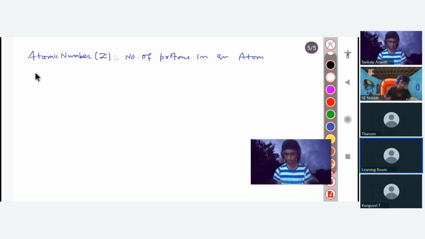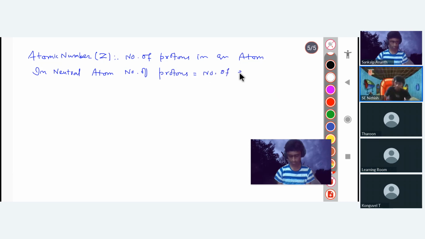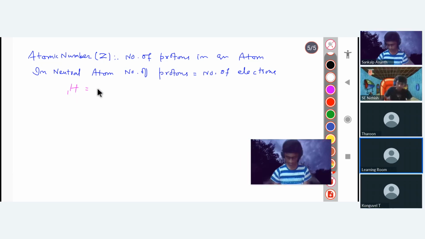And you have to remember also that if the atom is neutral, then the number of protons is always equal to the number of electrons. So if I have hydrogen, what is the atomic number of hydrogen? It is 1, right? So how many electrons are there? One electron and one proton.